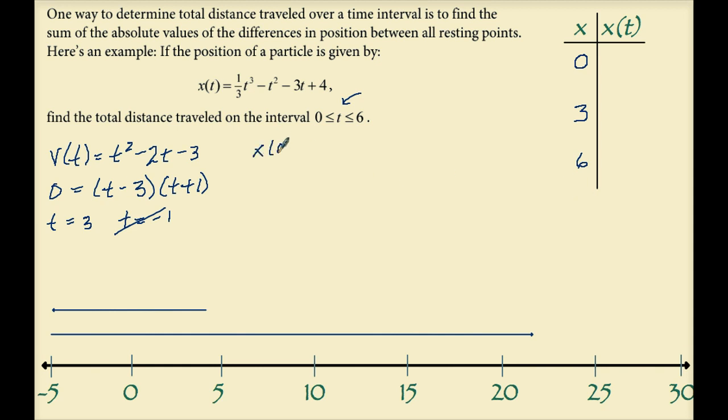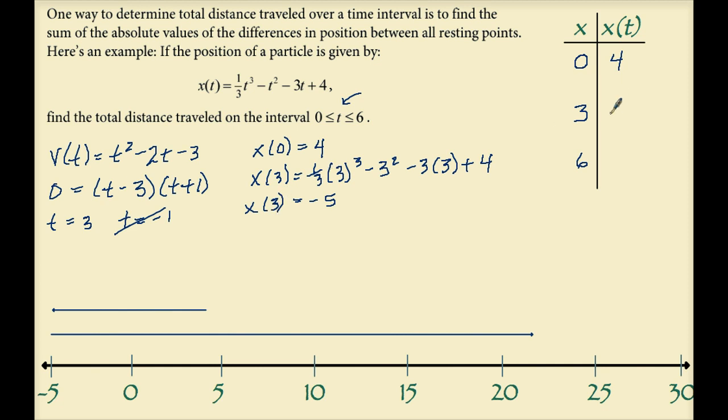X of 0 is 4. So at time 0, the particle was at position 4. X of 3 will be 1/3, 3 cubed, minus 3 squared, minus 3 times 3 plus 4, and that will be negative 5. So x of 3 is negative 5. At time t equals 3, the particle was at position negative 5.